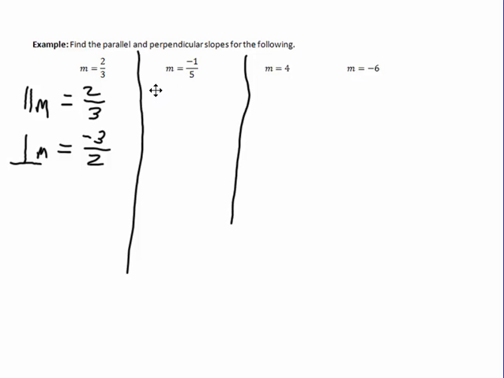For the parallel slope, my parallel slope is negative 1/5. And now my perpendicular slope is, well, a negative goes to positive, and 5 goes on the numerator, 1 goes on the denominator, so just positive 5. And that's it. I want you to try the other two on your own.